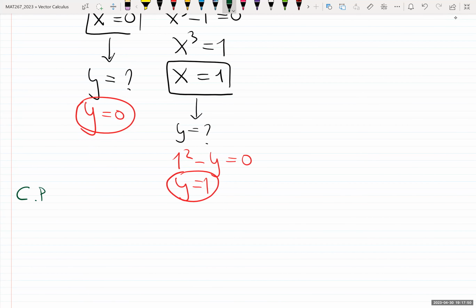So we have two pairs. Critical points, two pairs. 0 and 0, and 1 and 1. That's what we had in exam 2 free response questions.